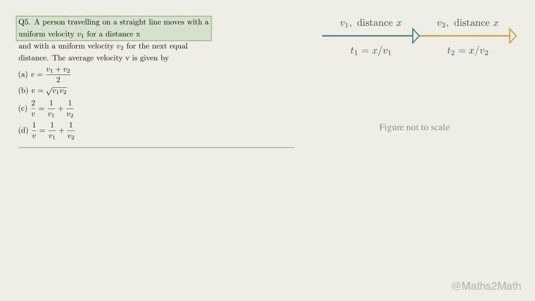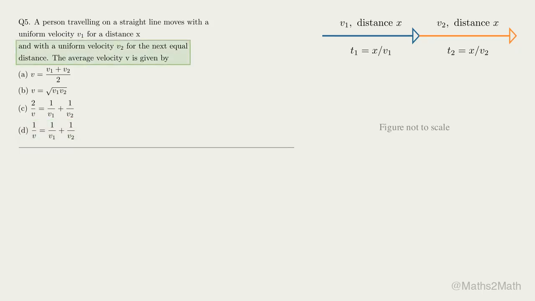Question 5. Now the person moves with velocity v1 for a distance x, and with v2 for the next equal distance. The average velocity v is given by option A, the arithmetic mean of v1 and v2. Option B, the geometric mean, root v1 v2. Option C, 2 over v equals 1 over v1 plus 1 over v2. Or option D, 1 over v equals 1 over v1 plus 1 over v2.